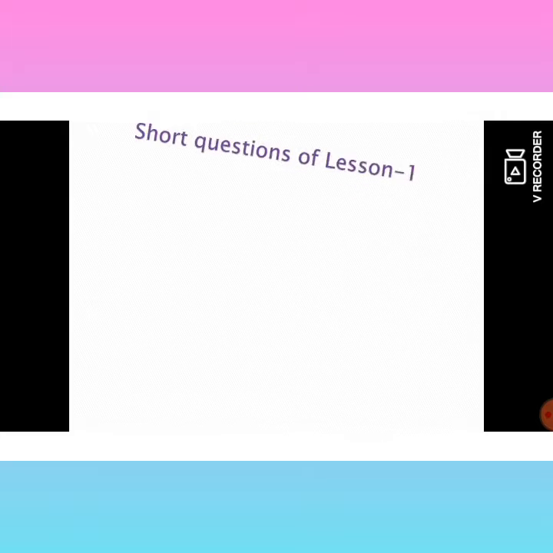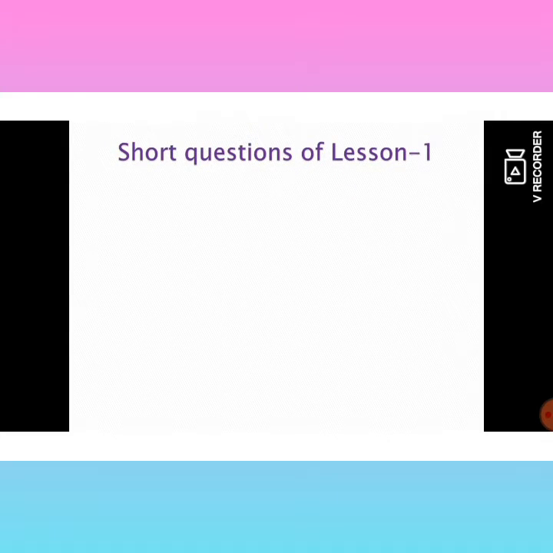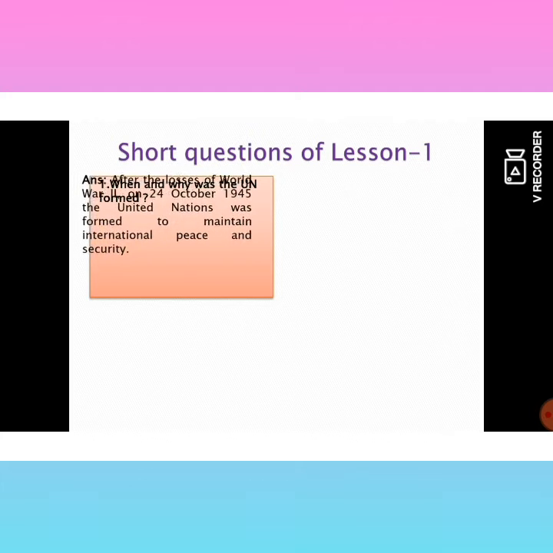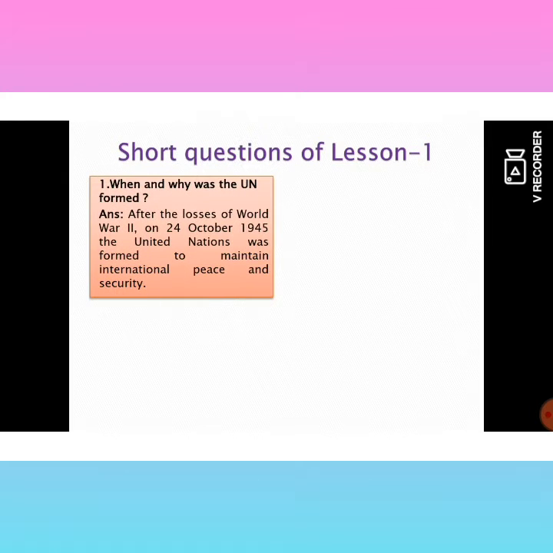Okay. Now I will discuss short questions of lesson 1. Dear students, listen attentively. Question number 1. When and why was the UN formed? The answer: after the losses of World War II, on 24 October 1945, the United Nations was formed. Why was it formed? To maintain international peace and security.